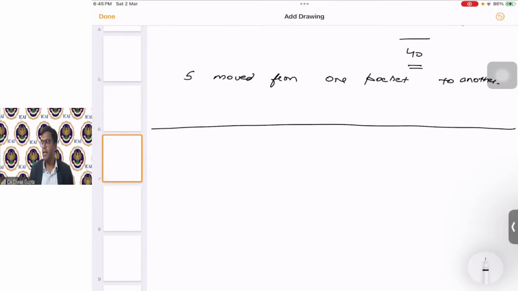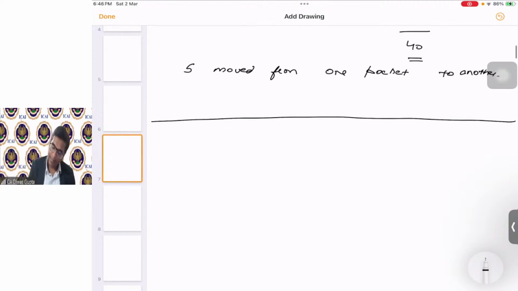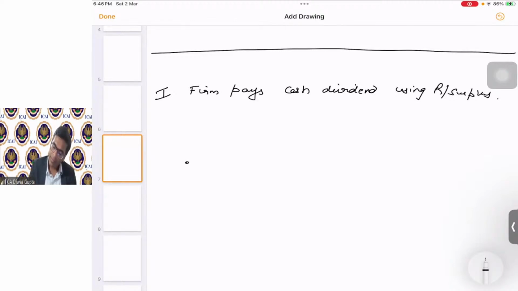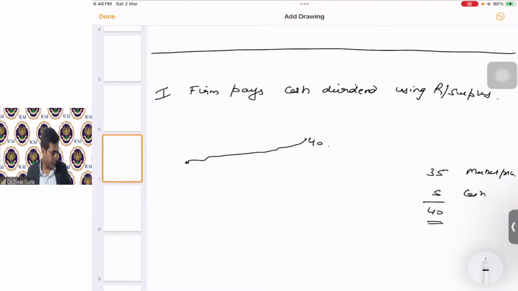Now, under irrelevance theory, let us take this example ahead. In the first case, I am saying that let's say the firm pays cash dividend using reserves and surplus. So what will happen? The price started from somewhere, reached 40, right? So we are saying that 35 and 5, in totality 40. 5 is cash and 35 is market price. Correct? This is what we understand. Simple. If the firm pays, by firm here I mean the company also, right? It's not only the firm, it means any entity.